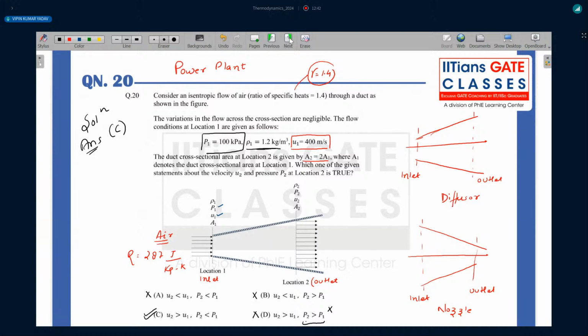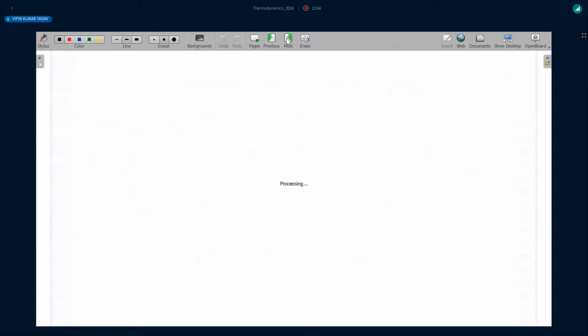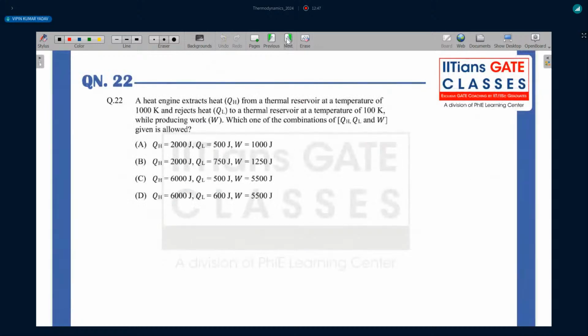Now let us move on to the next question. It is a very easy, 1 mark question from thermodynamics, on the second law. Let us read the question and try to understand what it is saying. A heat engine extracts heat QH from a thermal reservoir at a temperature of 1000 Kelvin. This is your higher temperature. And it is rejecting heat QL to a thermal reservoir at temperature 100 Kelvin. This is your lower temperature.